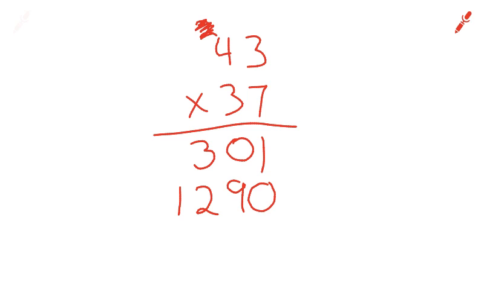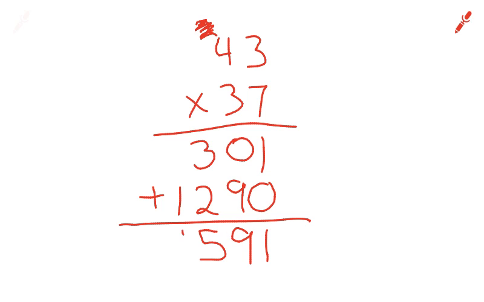Okay, now we're ready to add up our numbers and figure out our answer. 1 plus 0 is 1. 0 plus 9 is 9. 3 plus 2 is 5. And the 1 goes here. Remember, every 3 places we need that comma. 1,591.